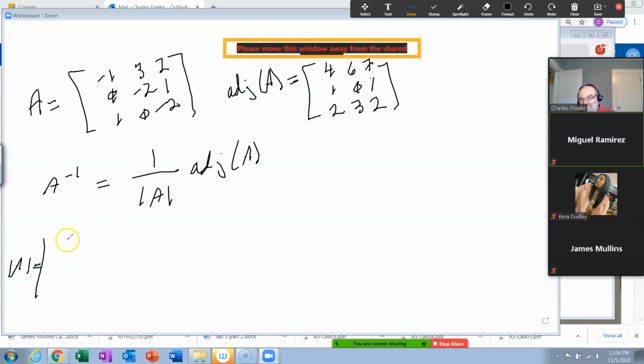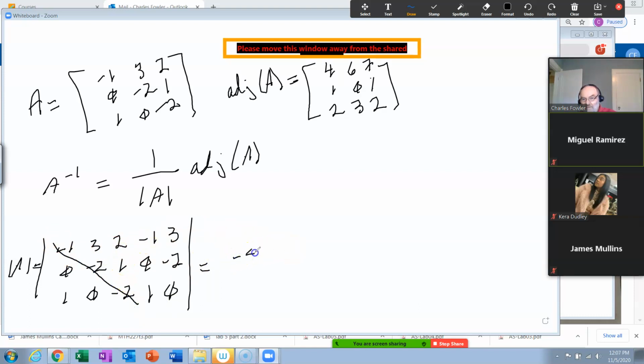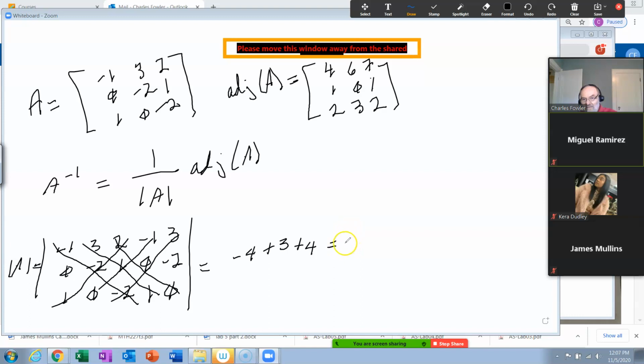Now this isn't quite accurate, but you get the general idea. Minus 1, 3, 2, minus 1, 3. You don't usually have a determinant of a rectangular matrix, but you know what I'm doing here. 0, negative 2, 1, 0, negative 2, and 1, 0, negative 2, 1, 0. Your down diagonal here is going to be a minus 4, here a plus 3, here a 0. Up diagonal here is a plus 4, and the other two up diagonals are 0. So what do you have? The determinant of A is equal to 3.